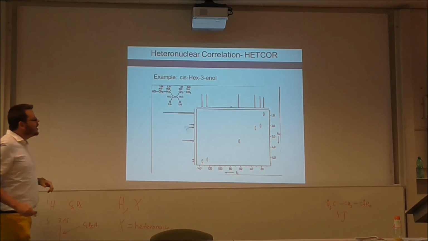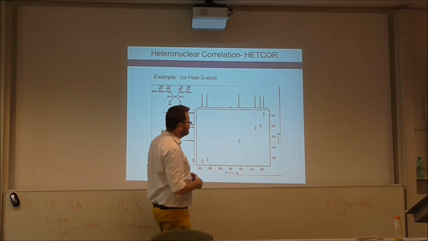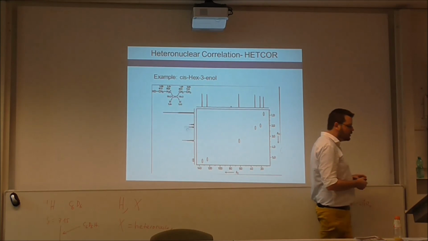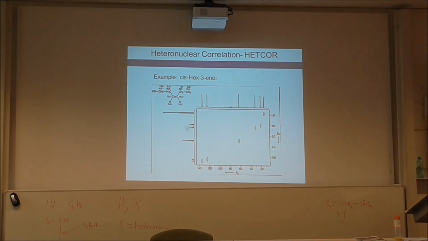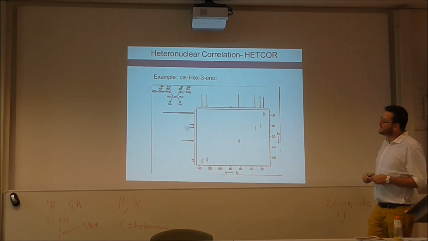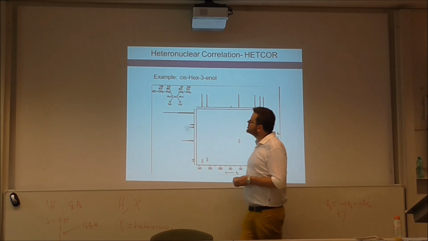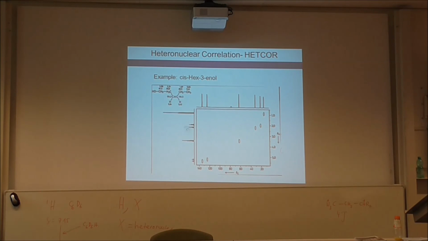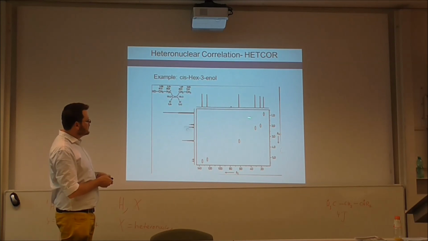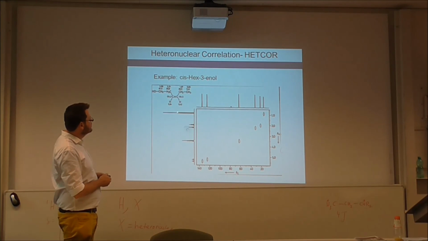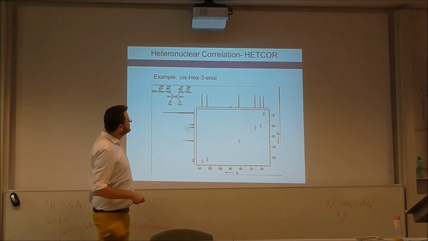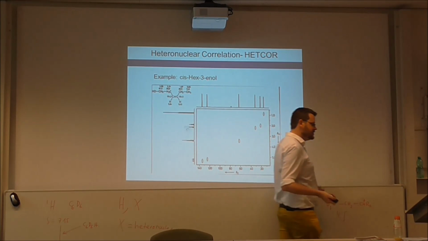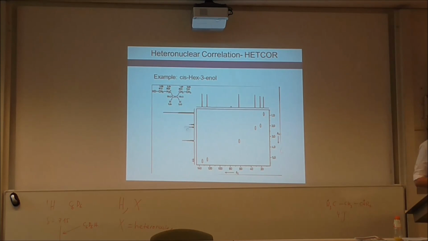And here we have the HETCOR, the old-fashioned two-dimensional NMR spectrum, which shows only 1J couplings. In other words, you're going to see cross peaks between protons and the carbons to which they're directly attached. So here we have an example, cis-hex-3-enol. Some of you have done this in the spectroscopy course, I know, but it's good for some revision. But you can clearly see the cross peaks.